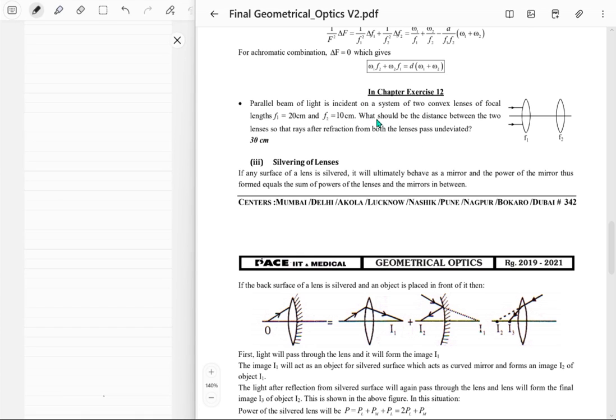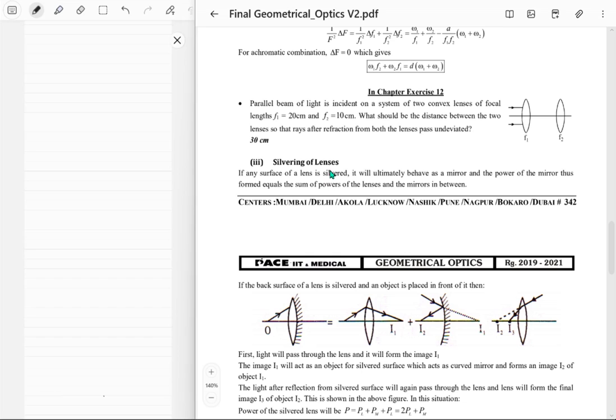Should this be two? Okay, distance between the two lenses such that the rays after refraction from both the lenses pass undeviated. That is, these become parallel, right? Once again after this refract. Oh, so this guy's focus must match with this guy's focus. So the distance between them should just be focal length 1 plus focal length 2. So it's going to be 30 centimeters. That was easy. Okay.